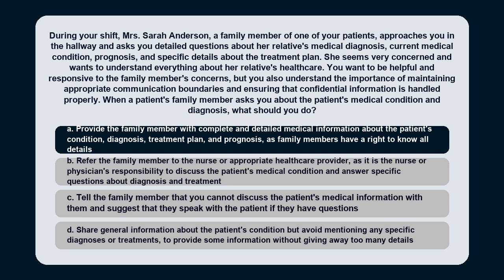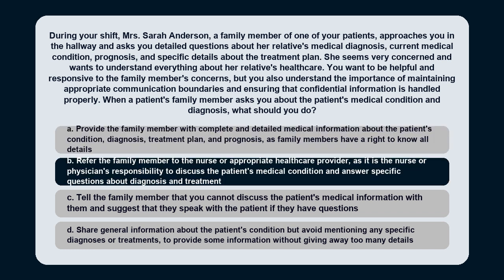Option A. Provide the family member with complete and detailed medical information about the patient's condition, diagnosis, treatment plan, and prognosis, as family members have a right to know all details. Option B. Refer the family member to the nurse or appropriate healthcare provider, as it is the nurse or physician's responsibility to discuss the patient's medical condition and answer specific questions about diagnosis and treatment.